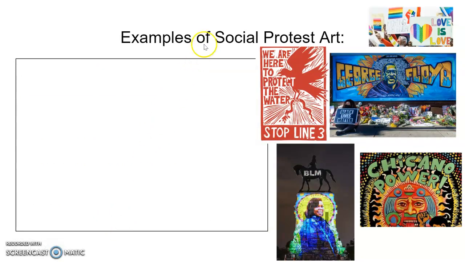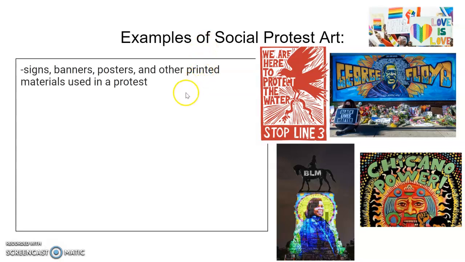I wanted to give you some more examples of social protest art. So we have signs, banners, posters, and other printed materials used in a protest. You can see examples up here again of posters that might be brought to a pride parade or a rally for LGBTQ rights.